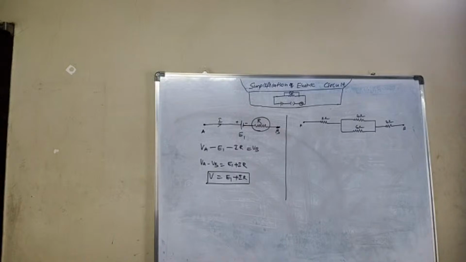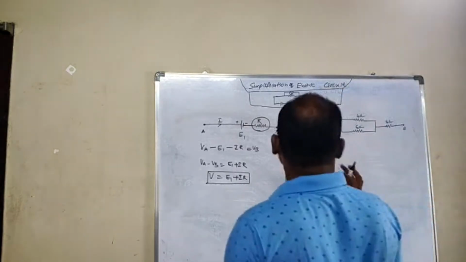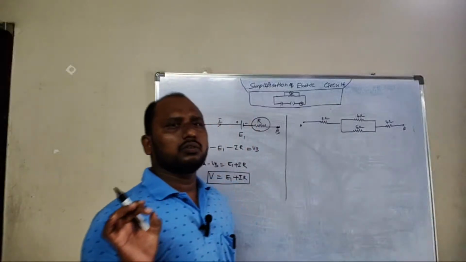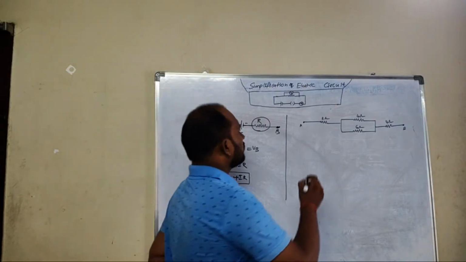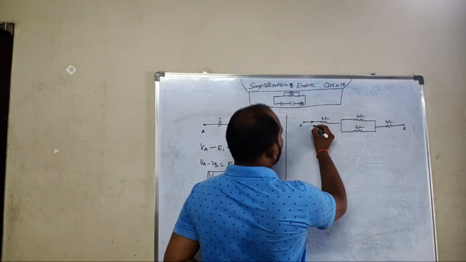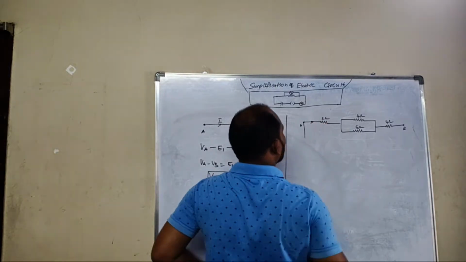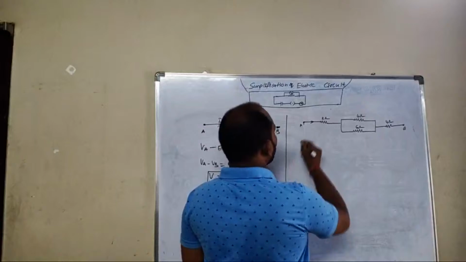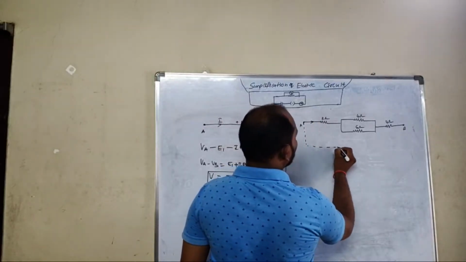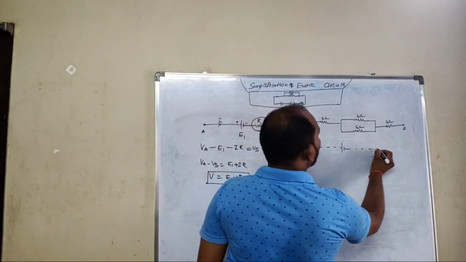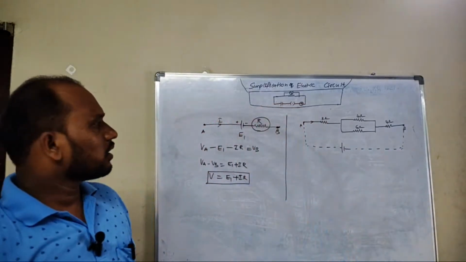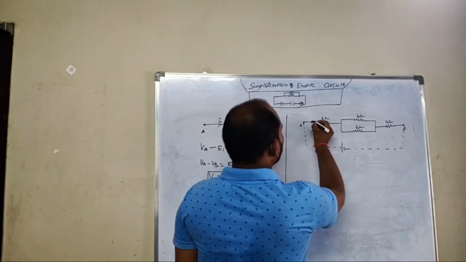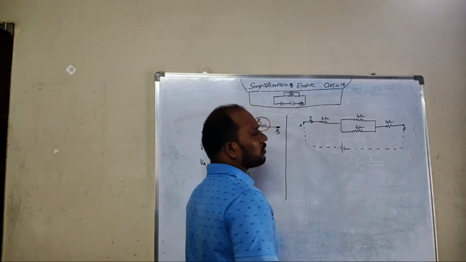Let's see, guys, same model. First, a very simple technique: everybody do the current division first. So what is the current division here? Let us say we have connected a battery. Assume that we have connected an imaginary battery here. When we connect the imaginary battery, current is flowing here. I is the current flowing.